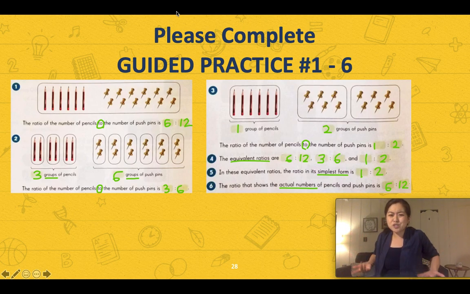Number 5 asks, which one is in the simplest form? It's 1 to 2. Why? Yes, 1 to 2 is in simplest form because there is no common factor that we can divide the first term and second term by to reduce the first term and second term to a lower number. Let's look at number 6. The ratio that shows the actual number of pencils and push pins is 6 to 12. Okay, that's the actual number.